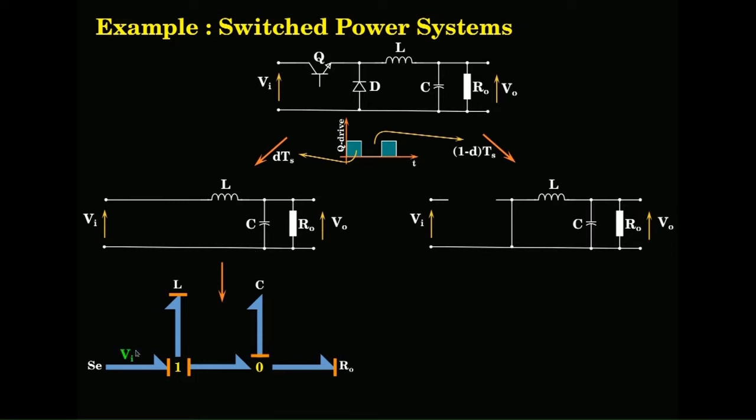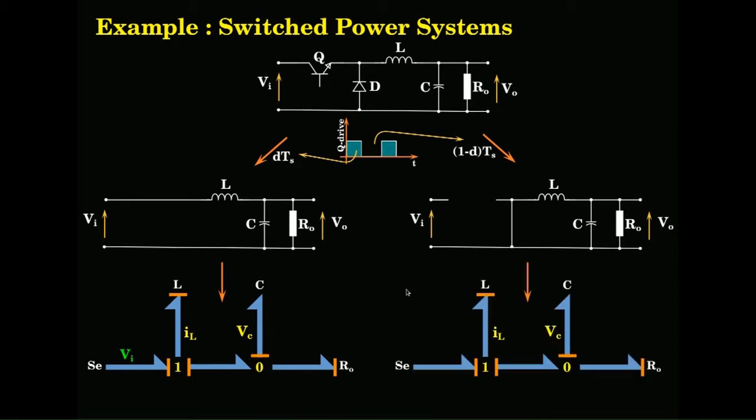Now, Vi is the input variable, IL will be the state variable, and another state variable will be Vc across. These are the variables that you can use for building the state equation. Likewise, you have to do it for this also. The bond graph for that is exactly similar, except for this node potential, which is 0.